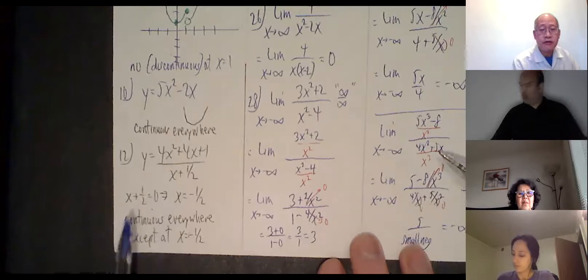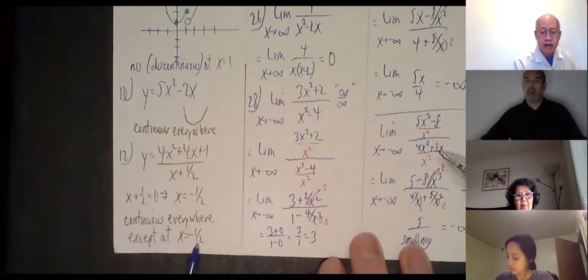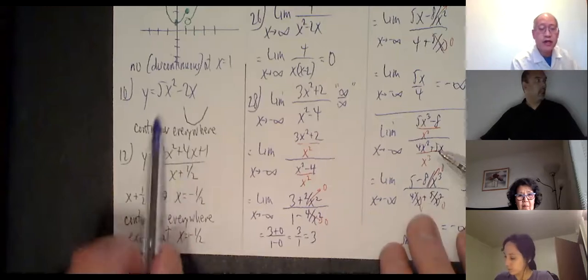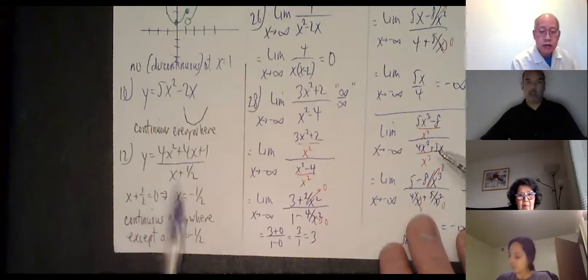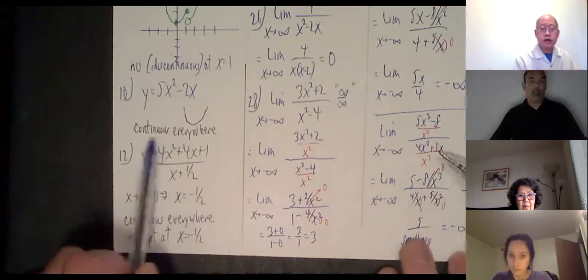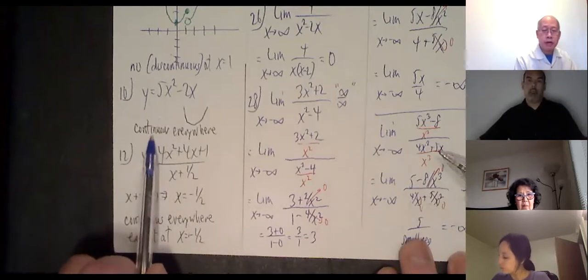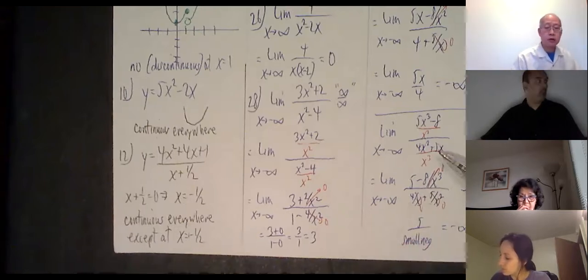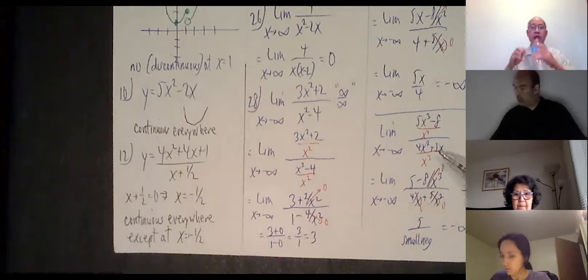So we're going to say the function is continuous everywhere except at x equals negative a half. If I plug in any number besides negative a half, it's well defined. It'll be smooth. It'll be continuous. But only at x equals negative a half, the function's not even defined there. So you would have to lift up your pencil from the paper to keep the graph going. So this function is continuous everywhere except at x equals negative a half. So that's all you have to do for that one.